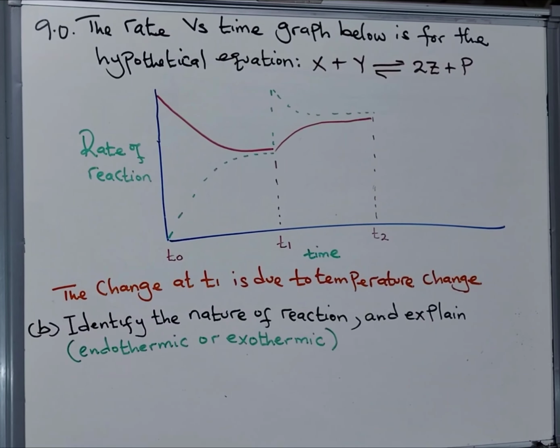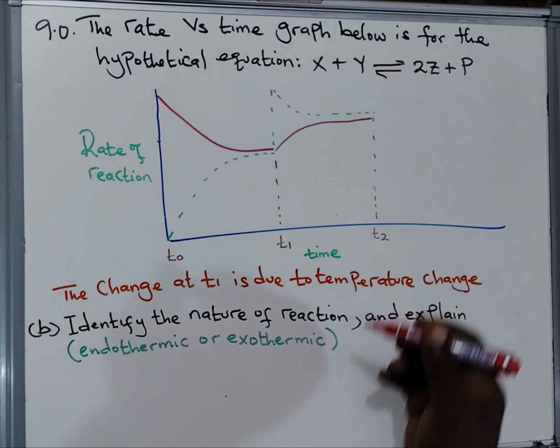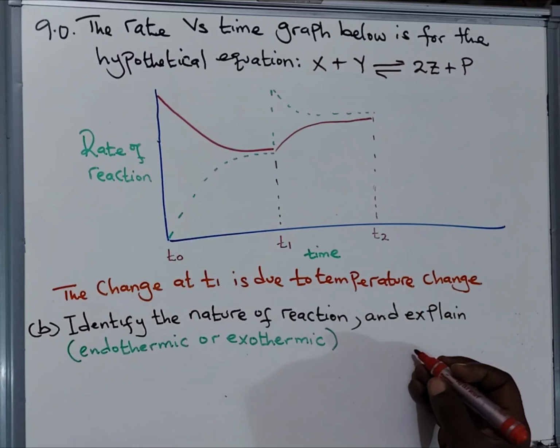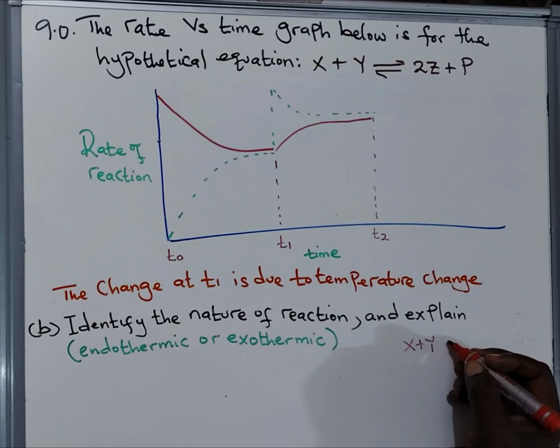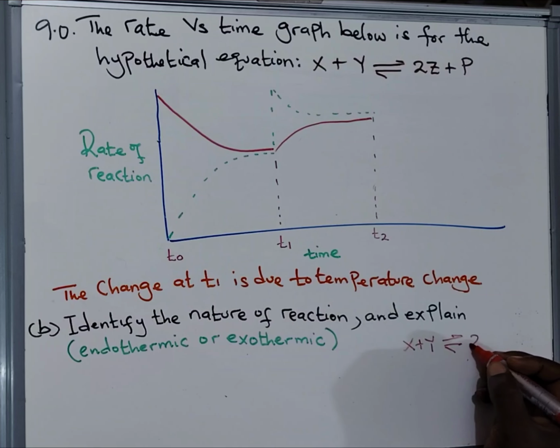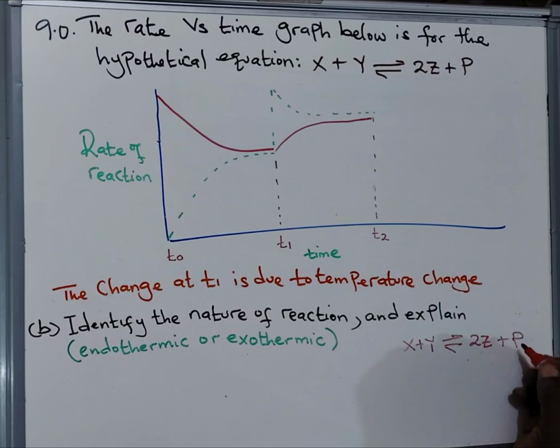Then comes this question. It says, identify the nature of reaction and explain. You choose from endothermic or exothermic. How do you go about that? The best approach is to first have the equilibrium. It is x plus y giving you 2z plus p.